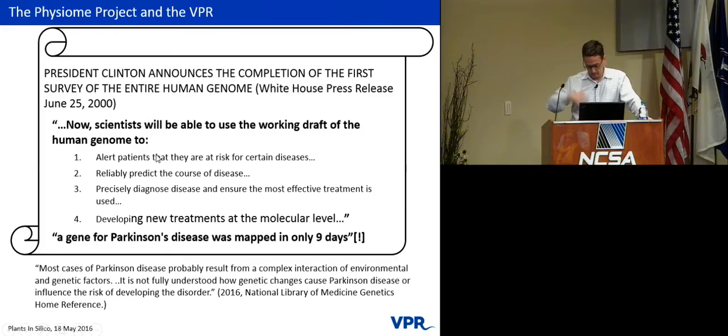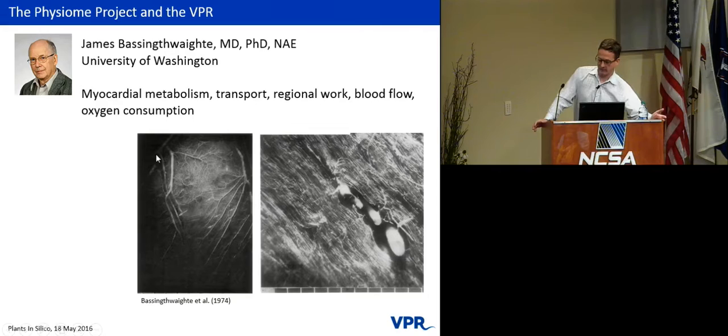Okay, so where did this idea of a Physiome Project come from? You heard that my PhD advisor was Jim Bassingthwaite. Jim is one of the pioneers or visionaries of the Physiome Project. Jim is a physician, a cardiologist. When he was at Mayo Clinic in the 70s, he was taking pictures of the coronary circulation. This is the heart of a dog. The coronary arteries are the vessels that sit on the surface of the heart. It's called a coronary circulation because it's like a crown, or a corona, on the surface of the heart.